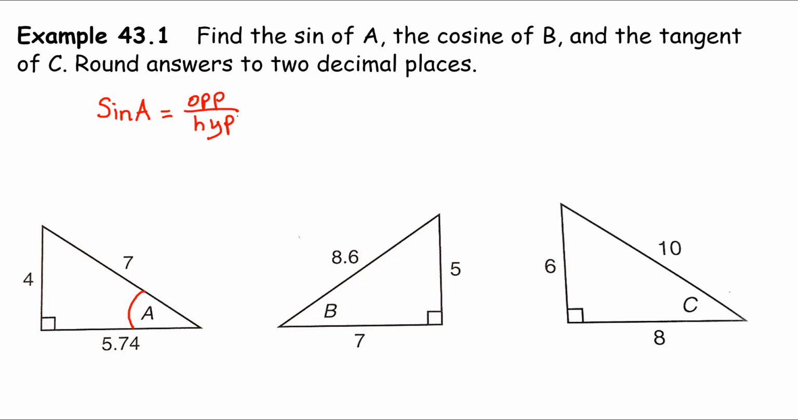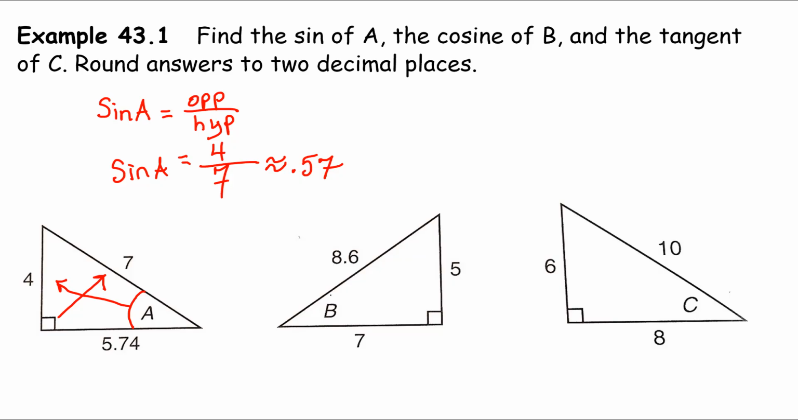What does that mean? That means if you're looking at angle A, what side is opposite? It's this one. So that is 4. And then the hypotenuse of a right triangle is always across from the right angle, and that is 7. So this is the sine of A. Now, in this problem, we were given a picture. We're just practicing what these ratios are. Your book just rounds that to 2 decimal places.